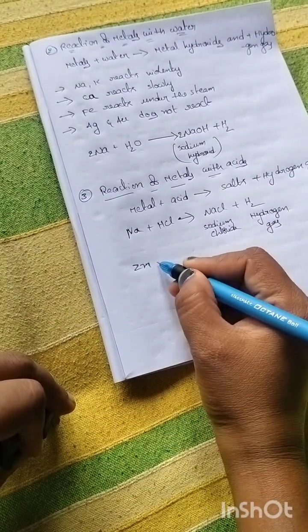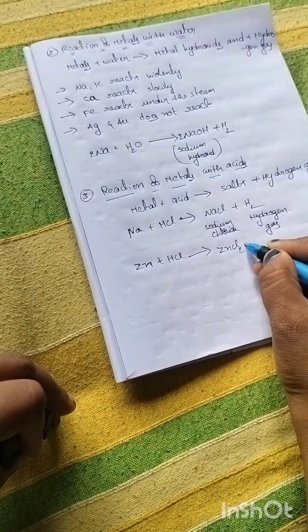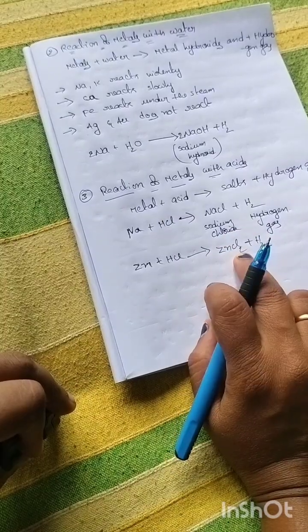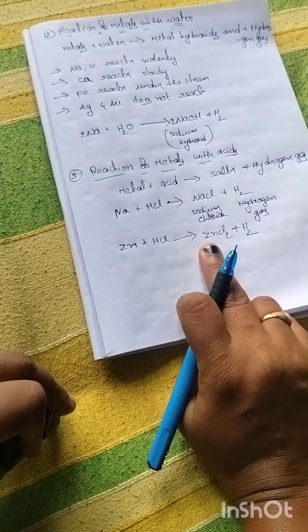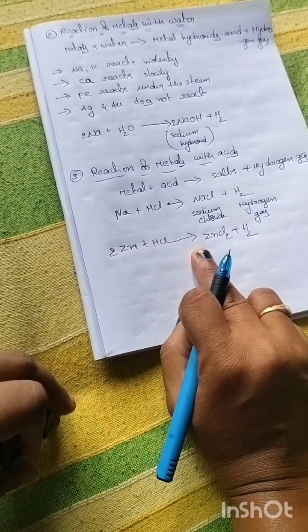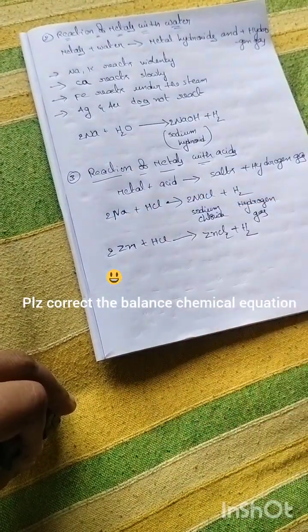Another example is zinc. Zinc belongs to the second group, while sodium belongs to the first group. Zinc reacts with hydrogen chloride to form zinc chloride. Not only NaCl is a salt, zinc chloride is also a salt.